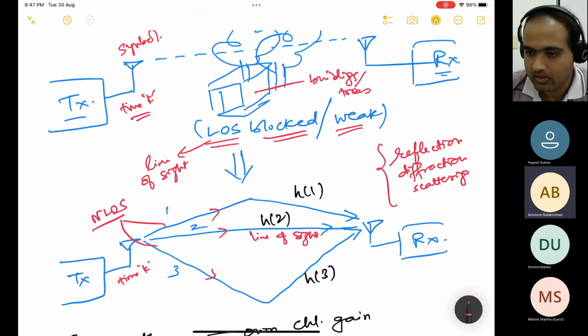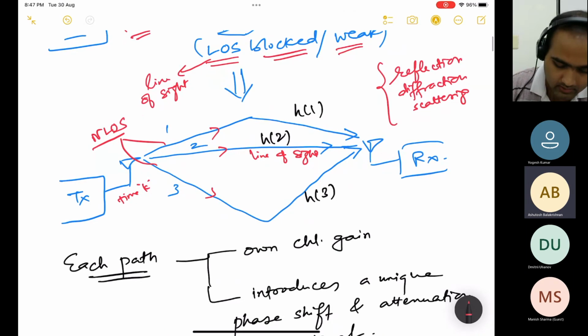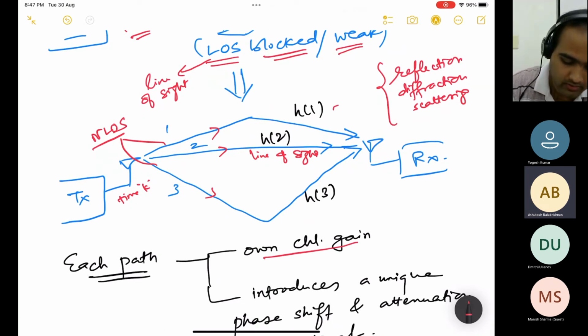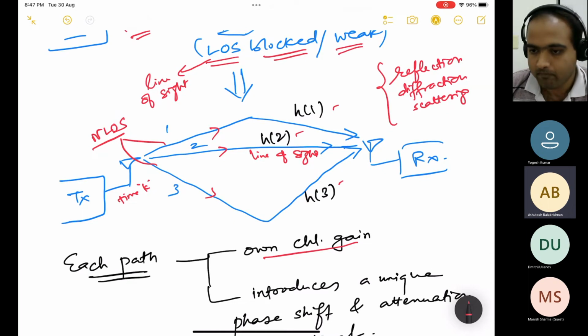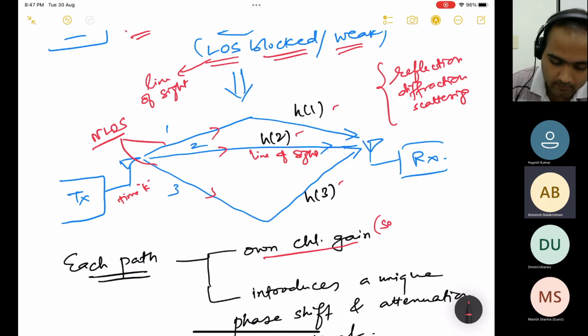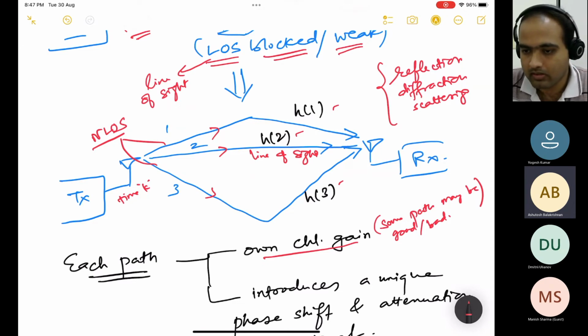And each path has its own channel gain, say H1, H2, H3, and so on. So some of these paths may be good, some may be bad. Okay, so we don't know.